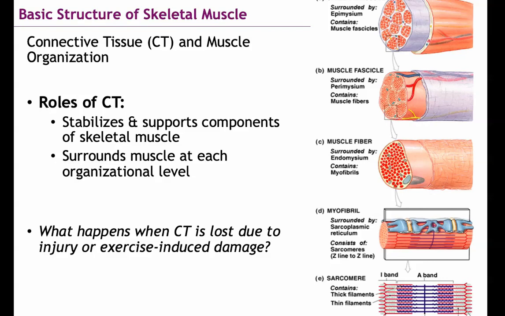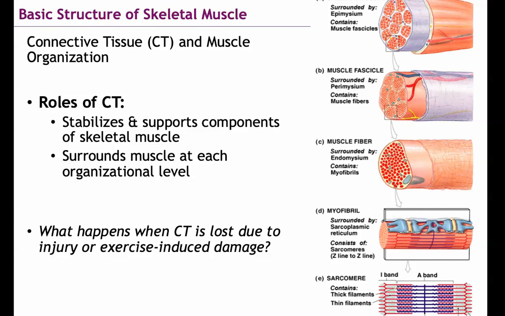So exercise-induced damage or an injury, that's like micro tears. So micro tears occur in the muscle fibers. And what happens when that occurs, we basically are going to see a reduction in strength or power-related characteristics. This is due to the fact that force is unable to be transferred optimally throughout the layers.